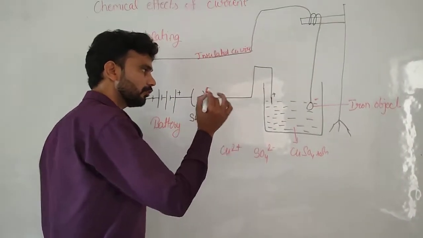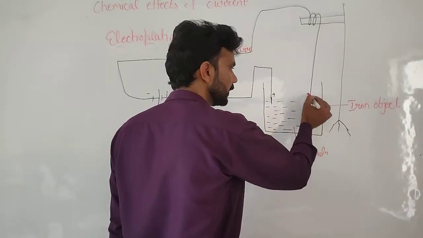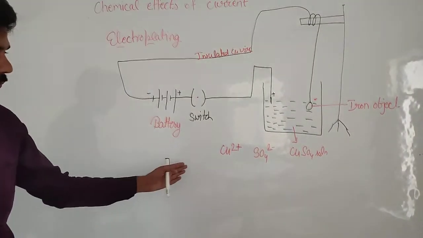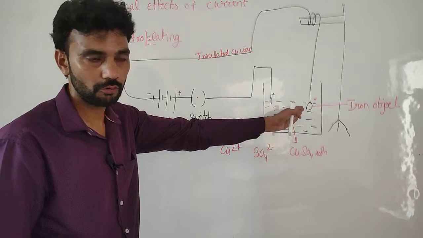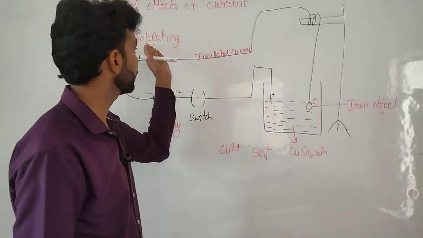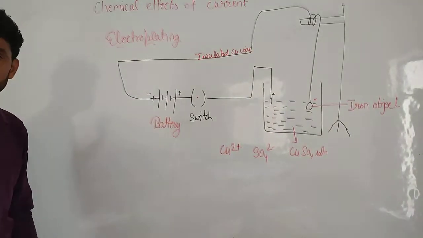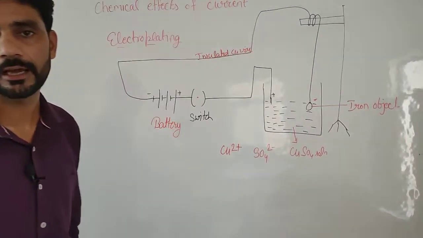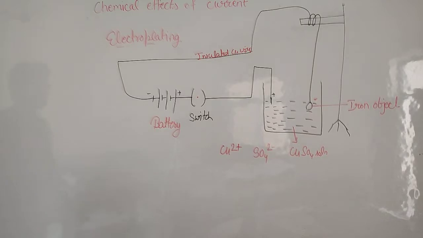When they stick on the iron object, they will form a thin layer of copper on iron, and this process is known as electroplating. The process of coating a thin layer of superior metal on inferior metal with the help of electric current is known as electroplating.